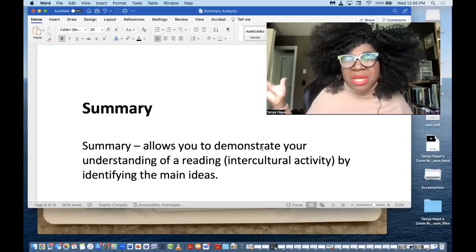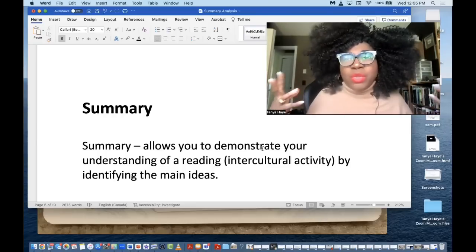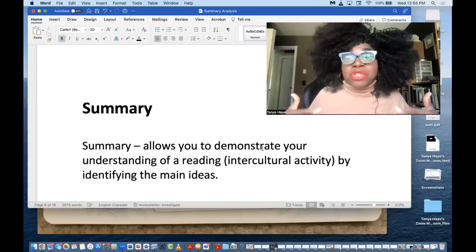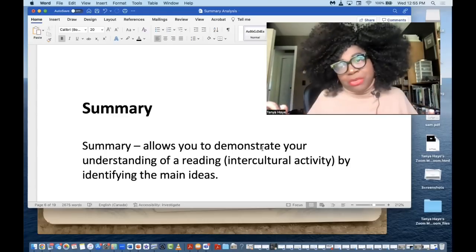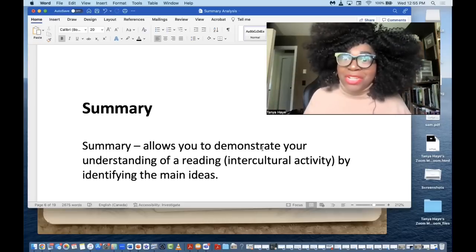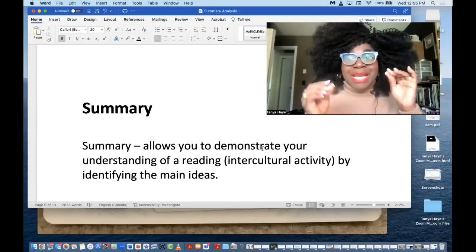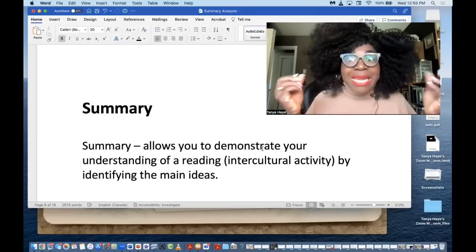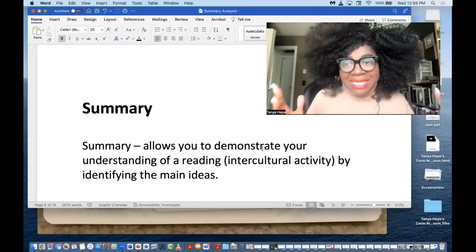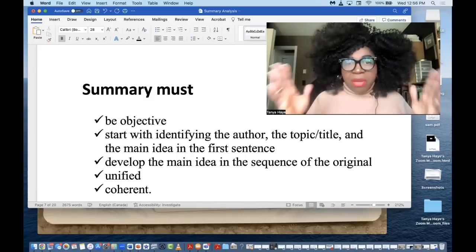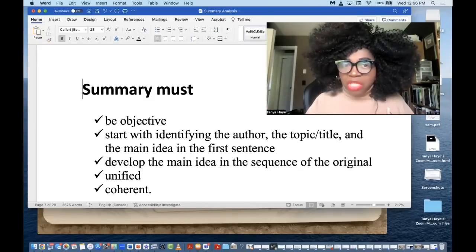Summaries in general are documents that we do when we're trying to demonstrate our understanding of a reading. But in this case, it's not a reading, it is an intercultural activity. But it helps us to identify the main ideas. We don't want any fluff, we just want the main ideas. And remember, a summary must be objective.